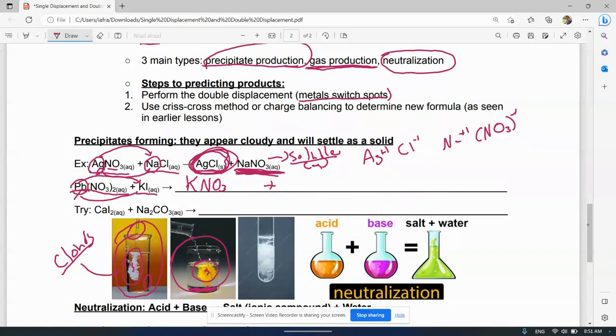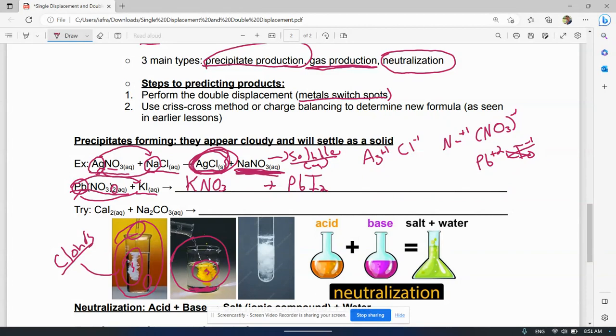Now be careful here. Pb, you have to figure out what charge it has. Notice there's a 2 over here. So that must have been the lead 2. So we have lead 2 iodide. So it's Pb plus 2, I minus 1, crisscross it, and you get PbI2.